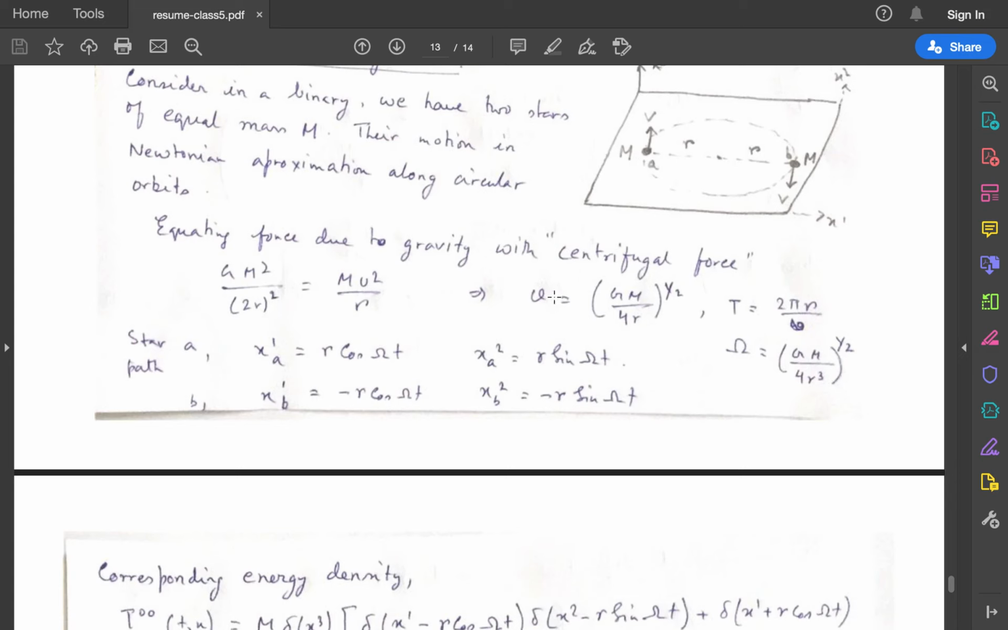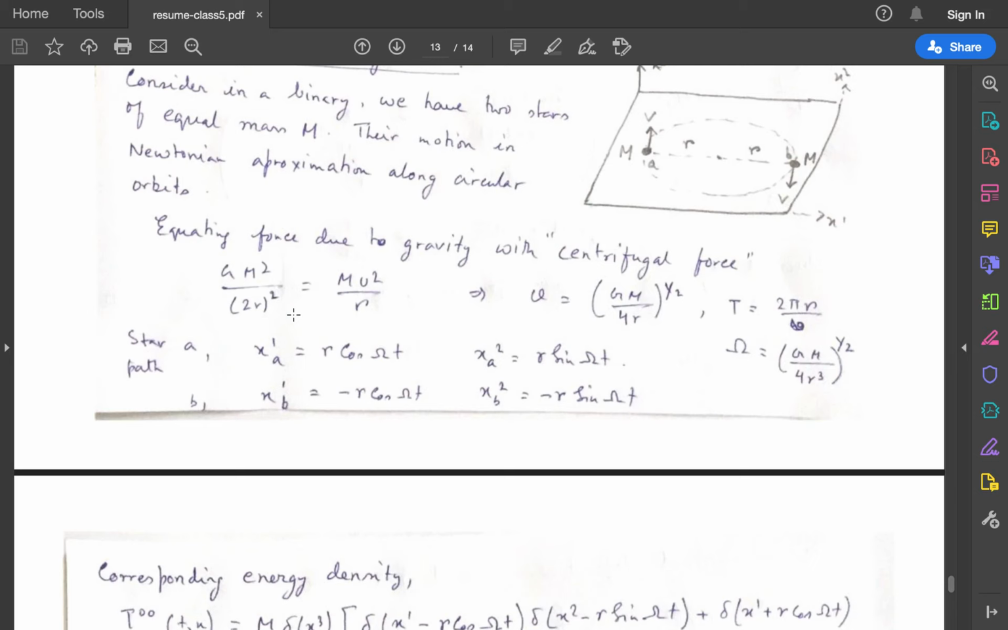Okay, so the velocity can be given in terms of the gravitational constant, the mass, and the distance between them, and therefore the time period and the frequency omega can also be given in terms of their masses and the distance between them. So we can write down the position of each star as a function of time. Let us say that this is a circular motion, a planar motion. Okay, so they are moving in a plane, and let us say that they are moving in this x1 x2 plane, which is perpendicular to the x3 axis.